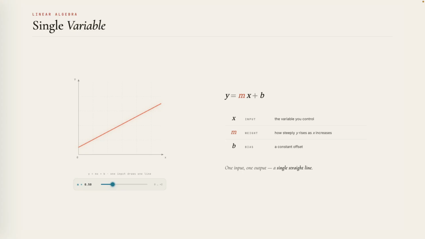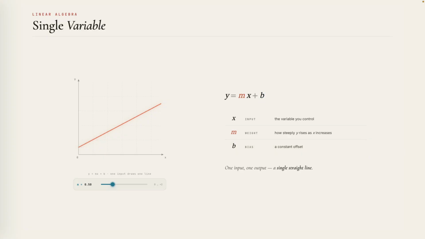X is the input, the variable you control, whatever you feed in. M is the weight, how steeply y rises as x increases. B is the bias, a constant offset where the line starts. One input, one output, a single straight line.